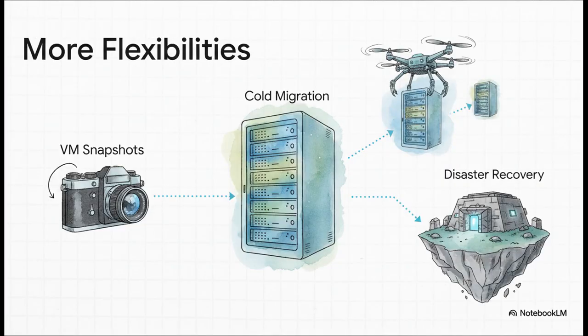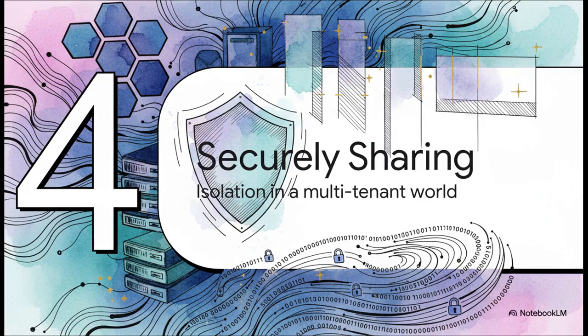You've got VM snapshots. Mess up an update? No problem. You can roll back to a perfect working state in seconds. It's like having an undo button for your entire server. Then you have things like cold migration for maintenance and way simpler disaster recovery. All of this adds up to an incredible amount of operational resilience that is just a lot harder to pull off on bare metal.